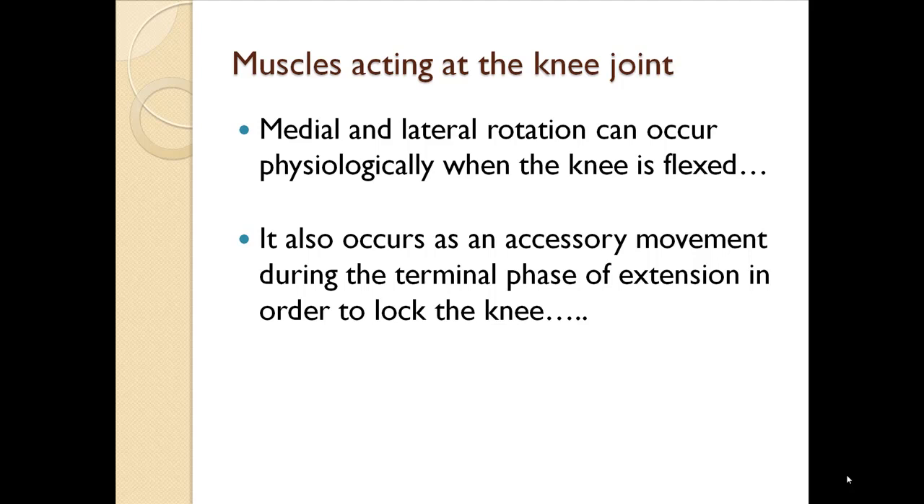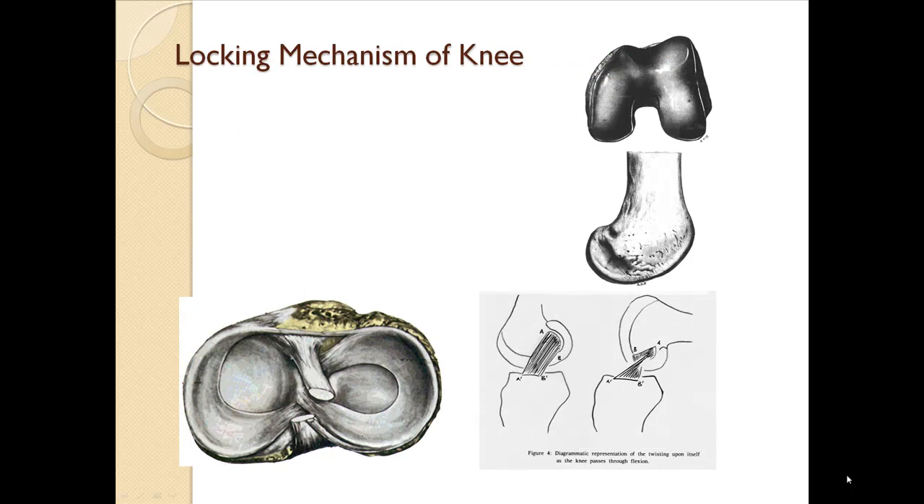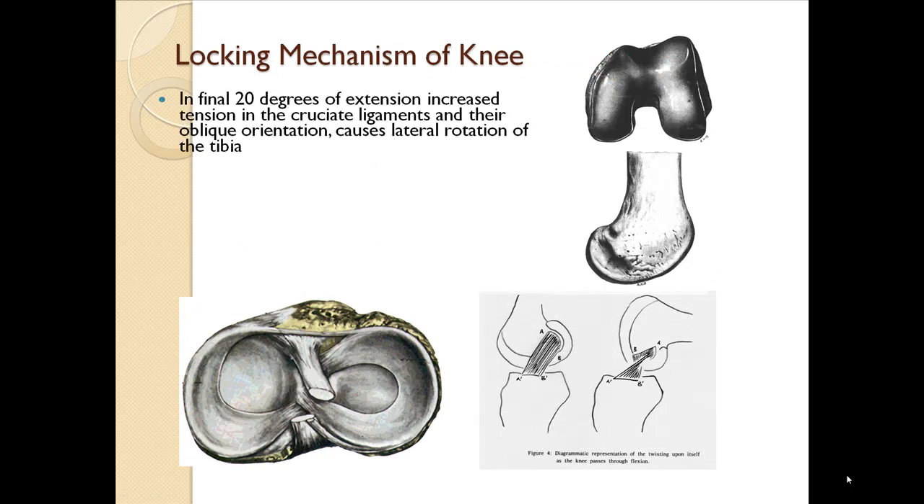However, rotation occurs also as an accessory movement during the final phases of extension of the knee. Now, this is brought about by tension in the passive restraints of the knee, but predominantly by the cruciate ligaments. So therefore, this becomes known as an accessory movement. And this accessory external rotation of the knee joint is an essential component of the locking mechanism of the knee.